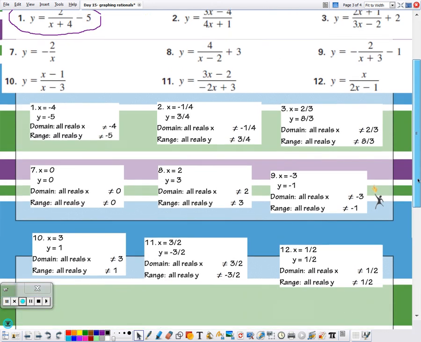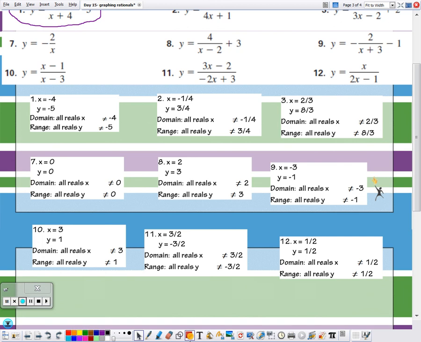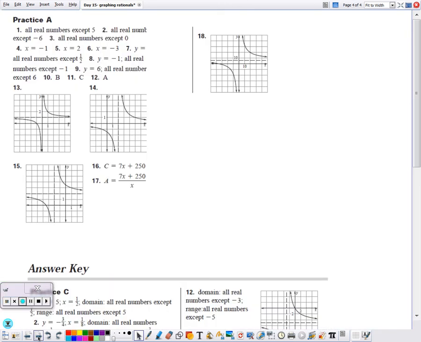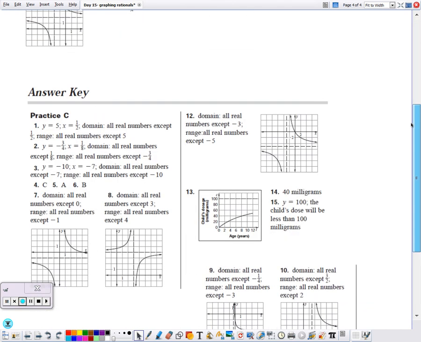Here are the answers for these 12. I'm going to go forward a page in a minute so that you can see the homework answers if you want to use the video to check your homework. Okay, and here are the answers for practice A. And here are the answers for practice C.